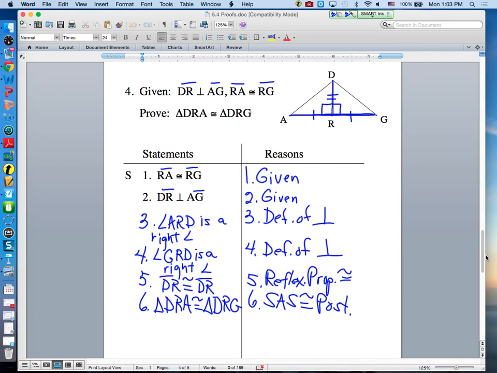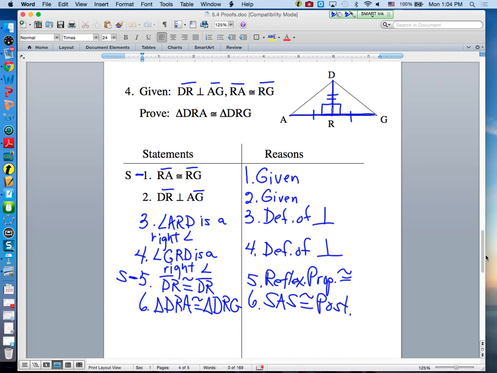So we're trying to get angles and sides congruent. This was one side pair congruent. Line 5 is another pair of sides congruent. You know what? I think I forgot a line in this one, because as I'm looking through, I don't have any angles congruent. I've got right angles, but I never said they're congruent. I'm going to fix this one up a little bit.